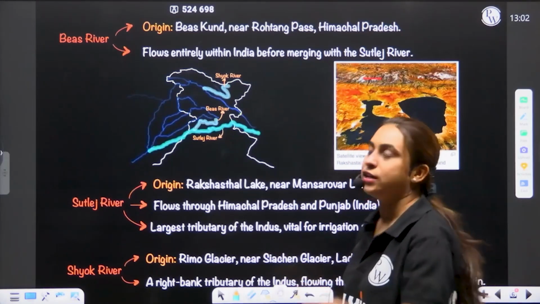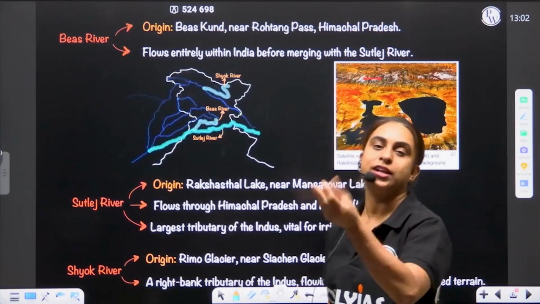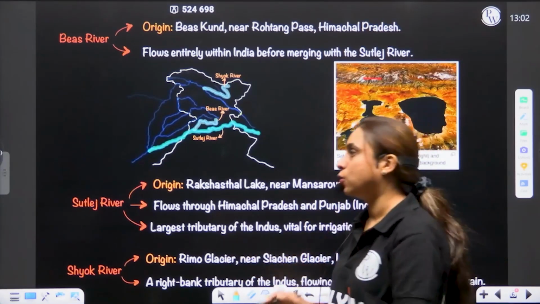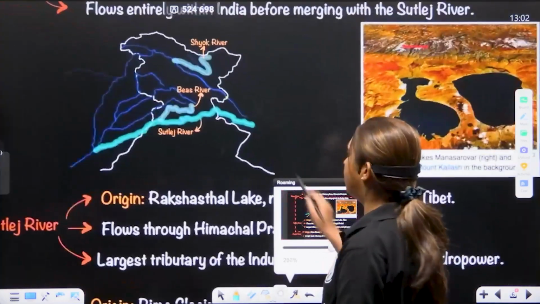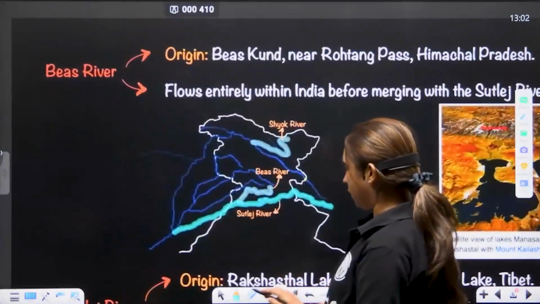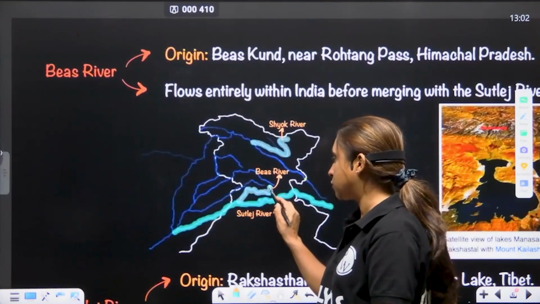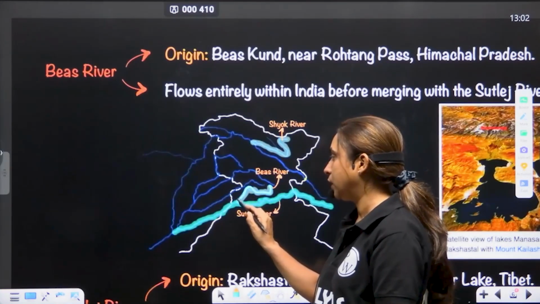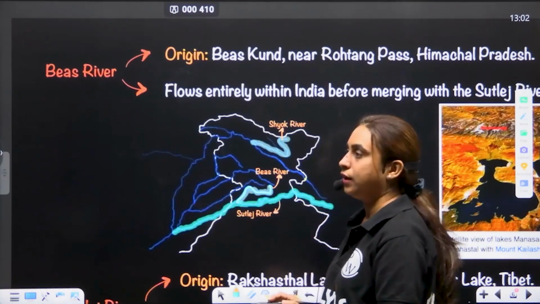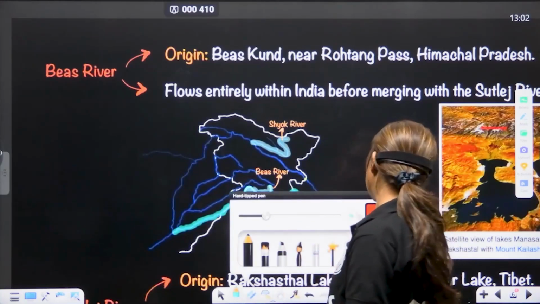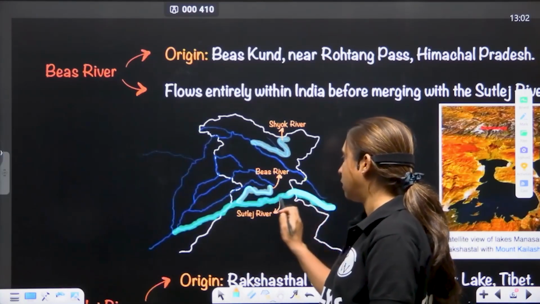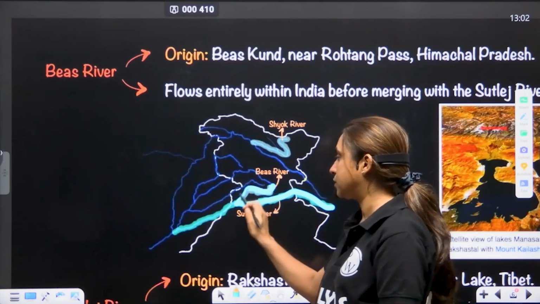So where does it originate? It's very easy to remember also. It is originating at Beas Kund. Kund means a lake. This is your Beas river, as you can see here. Originating in India at Beas Kund, moving through the Punjab region and ending in India. It meets what? It meets the Sutlej river. So Beas is actually meeting the Sutlej river.